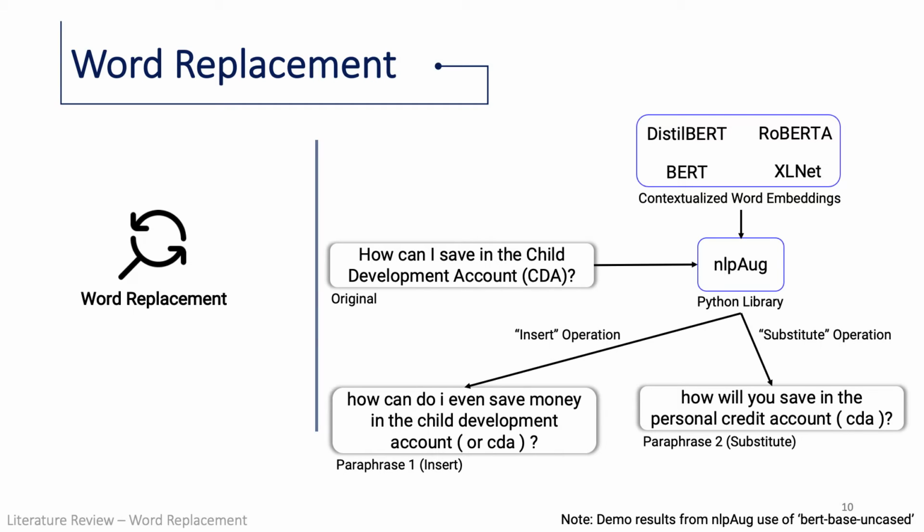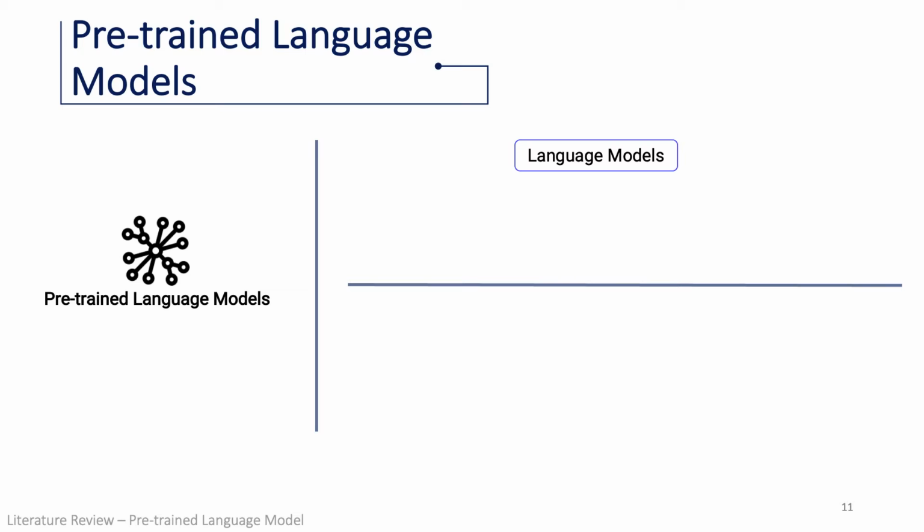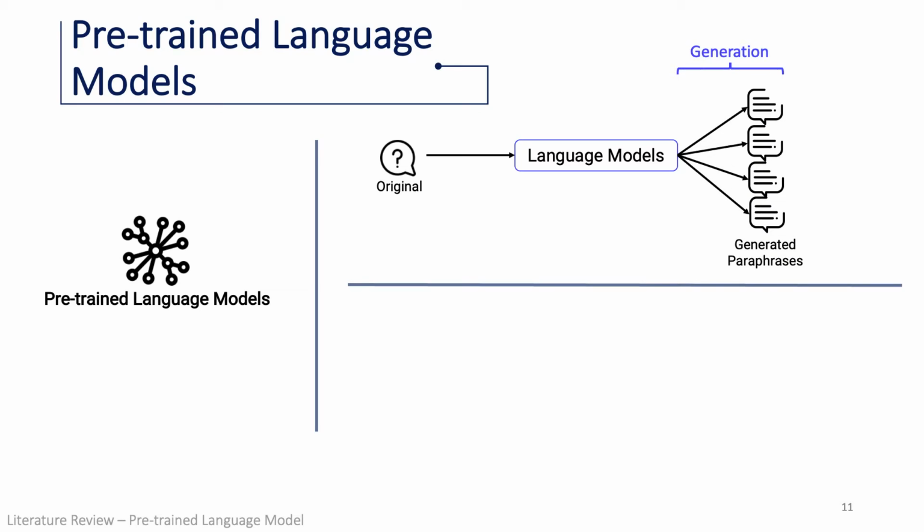From these two examples, we can observe that domain-specific terms can end up being replaced, as shown in paraphrase 2, and paraphrases may also turn out grammatically unsound, as shown in paraphrase 1. A language model works like a black box whereby we pass in the input question and get the paraphrase as the output. As paraphrase generation is random by nature, it is necessary to perform candidate selection to retain high-quality paraphrases.